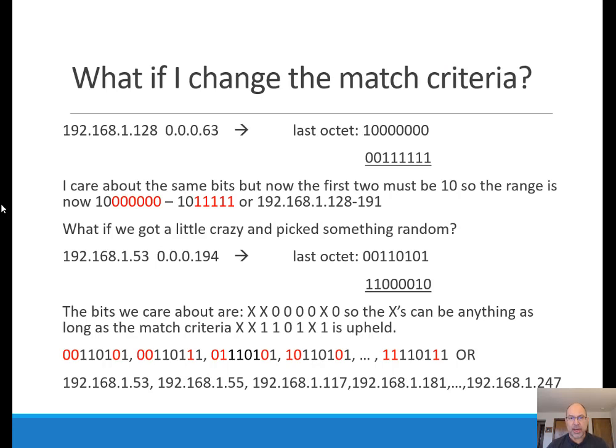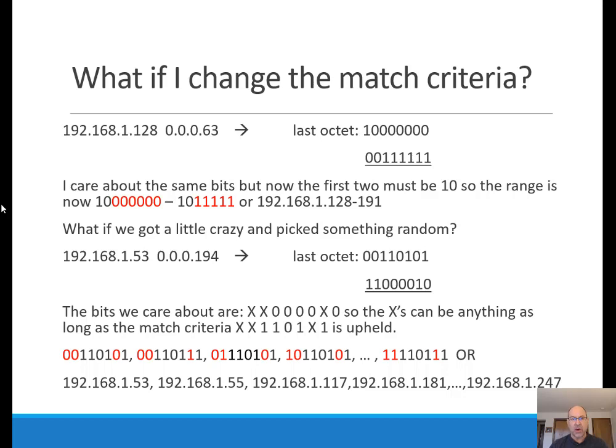Now what if I change the match criteria? What if I change it from 1.64 to 1.128? Now if we expand the last octet, of course it looks like that. And my match criteria just changed. I care about the same bits, meaning the first 2 bits of that last octet. But now the first 2 bits must be a 1, 0 instead of a 0, 1.